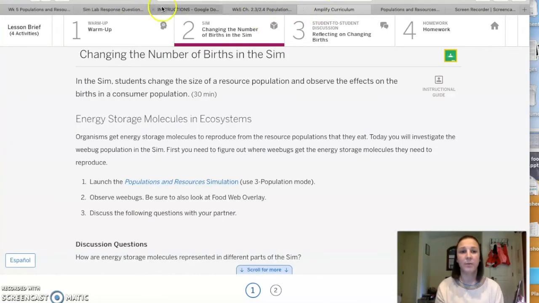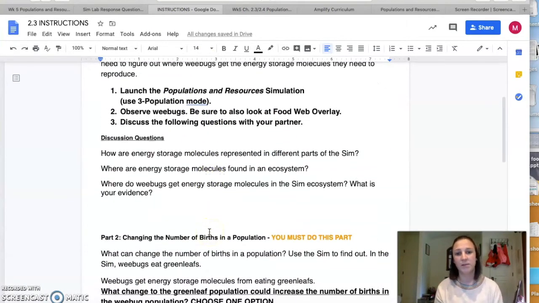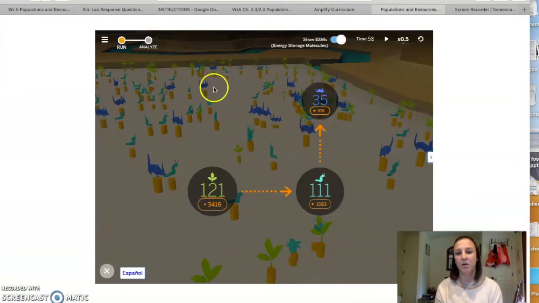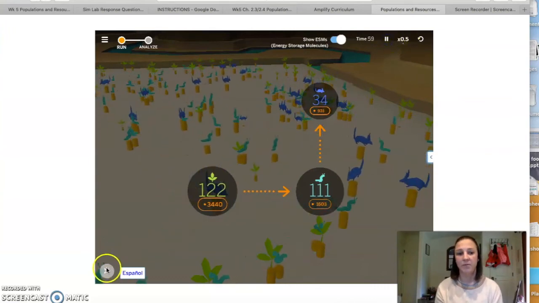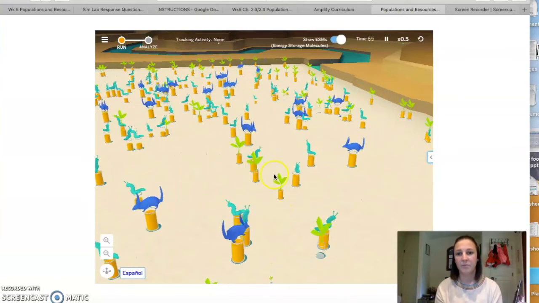So I'm going to go back to the instructions and make sure that we're doing these things. So we're observing WeBugs. Make sure to look at the food web overlay. We checked that out. And then discuss the following questions with your partner. How are energy storage molecules represented in different parts of the sim? So if we go back to the sim, we're looking at energy storage molecules. We found them here. We found that you can turn them off and on here when the sim is going, and we turn off the food web overlay. We can see that they have their little bar graphs following them around.